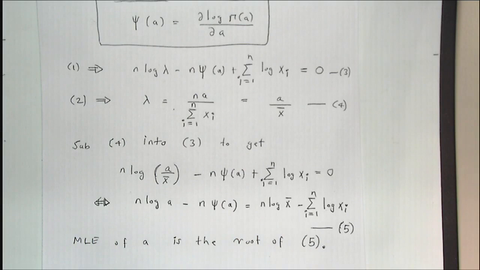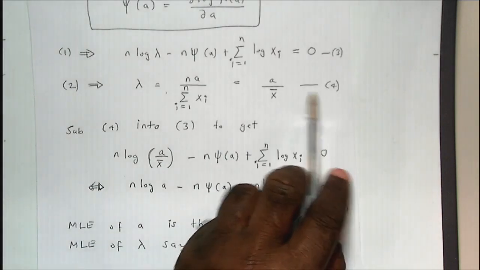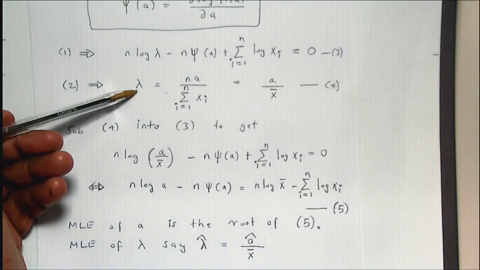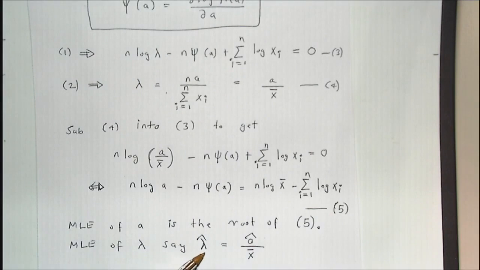And that root may have to be computed using a package or computer software or something like that, right? It may even be done by a calculator, I don't know. And the MLE of lambda, say lambda hat, is equal to A hat divided by x bar. That's because of equation 4, guys. Remember, equation 4 says that lambda is equal to A divided by x bar. So the MLE for lambda is the MLE for A divided by x bar, right?